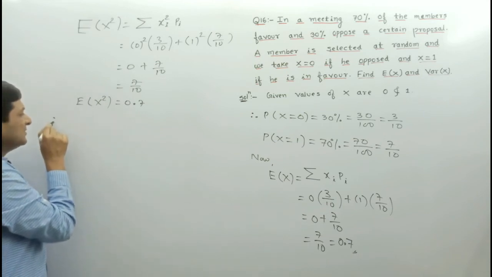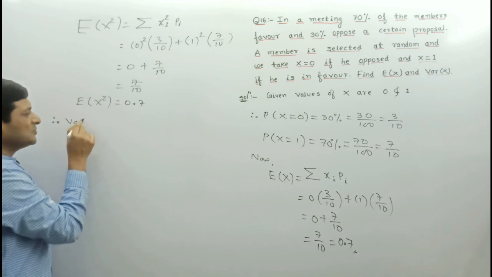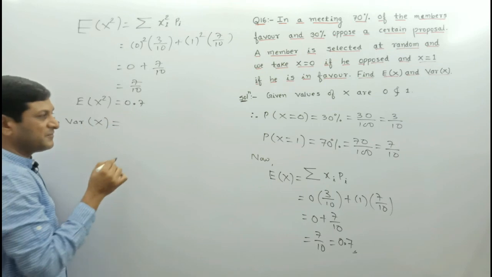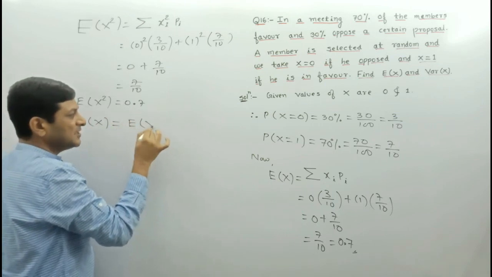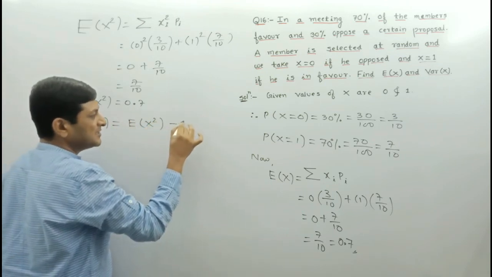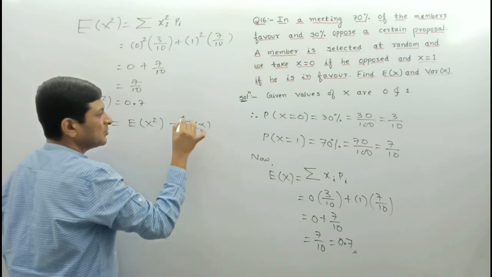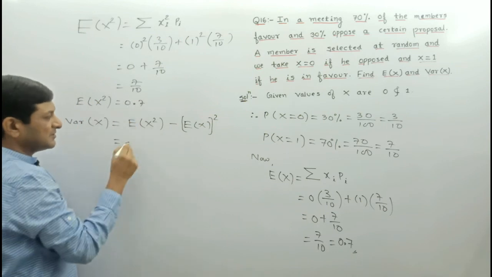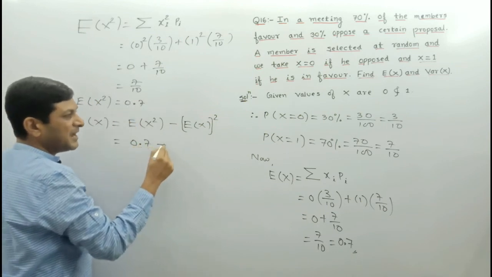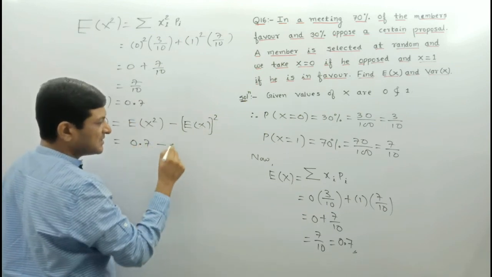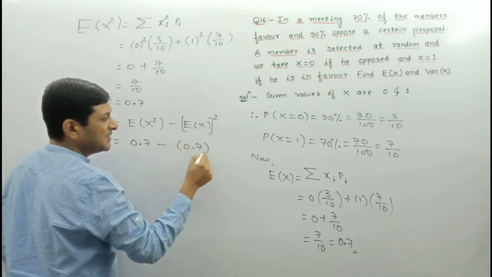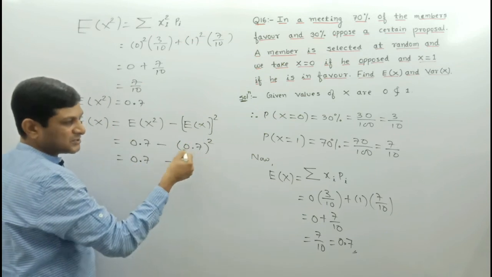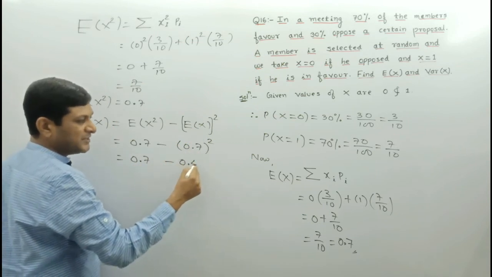So now once these two values are known to us, we are able to find our second required value, the variance of x. And what is this formula? E of x square minus E of x whole bracket square. So what is E of x square? 0.7, minus, what is E of x? E of x is also equal to 0.7. Keep the square as it is, which is equal to 0.7 minus the square of 0.7, which is 0.49.